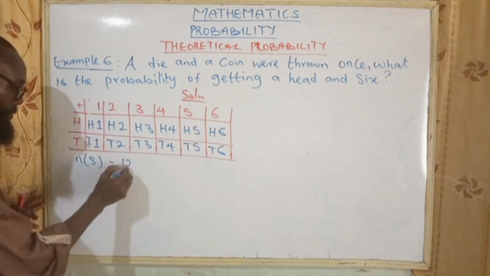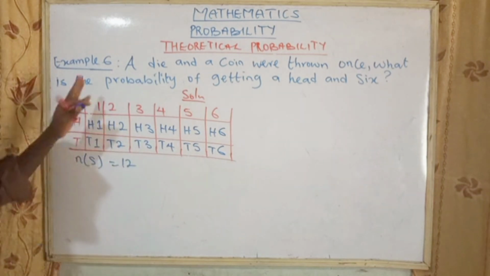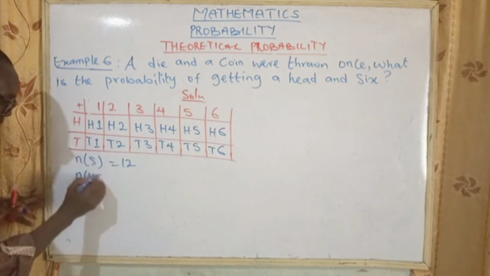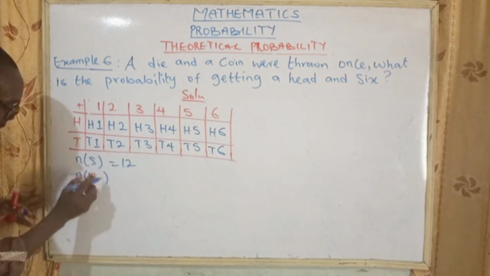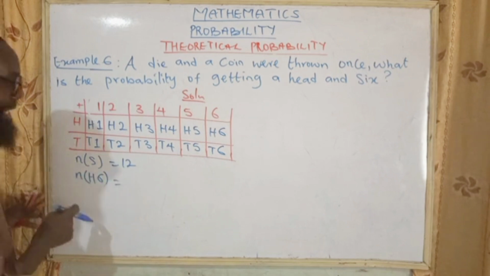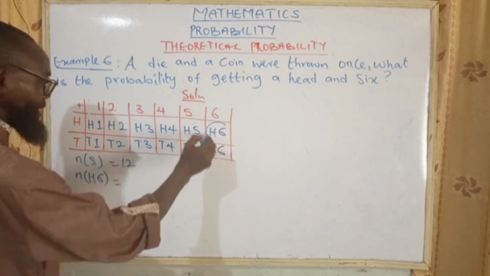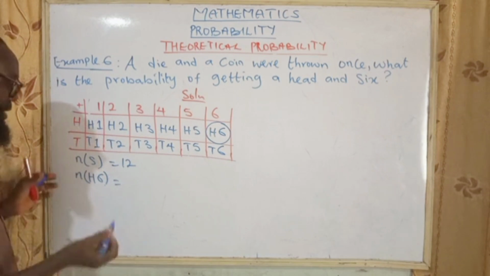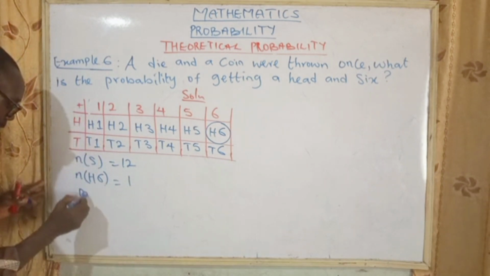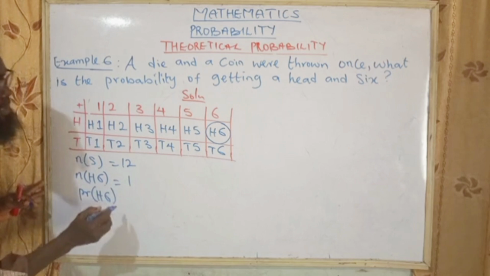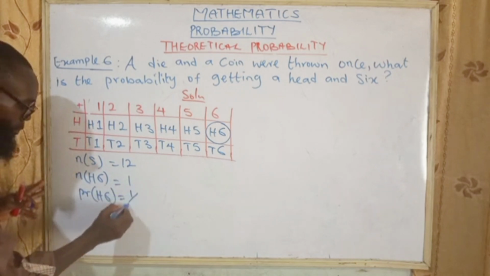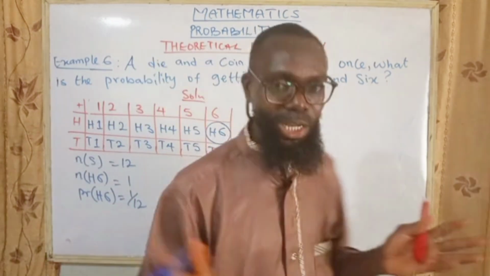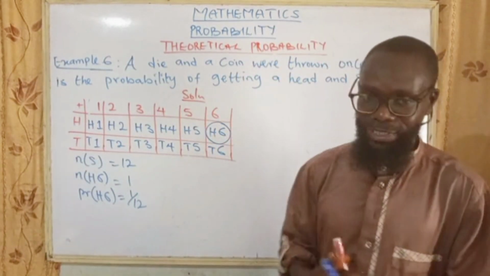We have 12. Now, the number of ways of getting a head and a 6. Head and 6. This is head and 6. Do you have any head and 6 again? None. So that is 1. So the probability of a head and a 6 will be equal to 1/12. So we've come to the end of the theoretical probability.